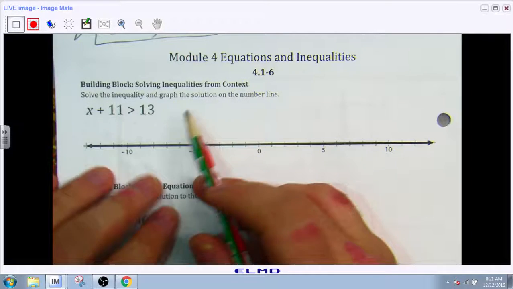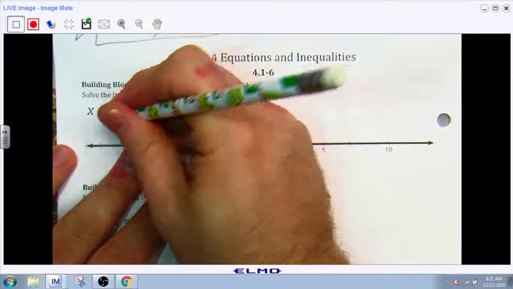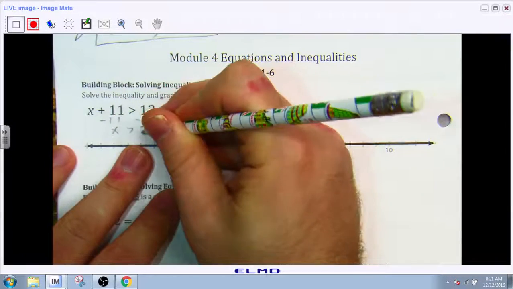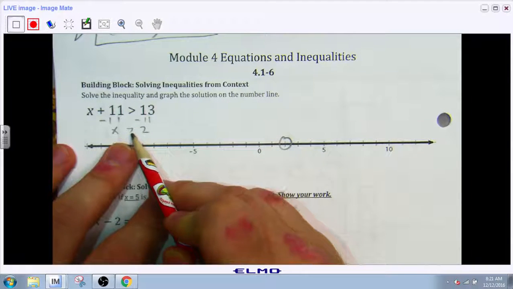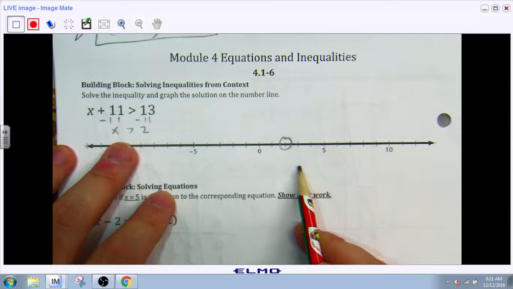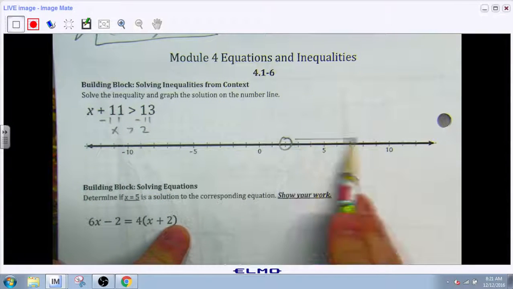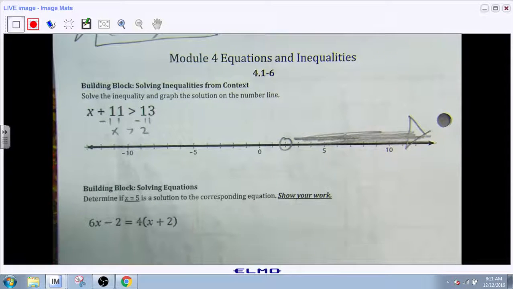This one wants us to solve the inequality and graph it. So I have x plus 11 is greater than 13. If I subtract 11 from both sides, I get x is greater than 2. I find 2 on my number line. Because it's greater than and not greater than or equal to, it's going to remain an open circle. And where is x greater than 2? These are the numbers that are greater than 2, so I shade this way and put an arrowhead on it to show that it goes on forever.